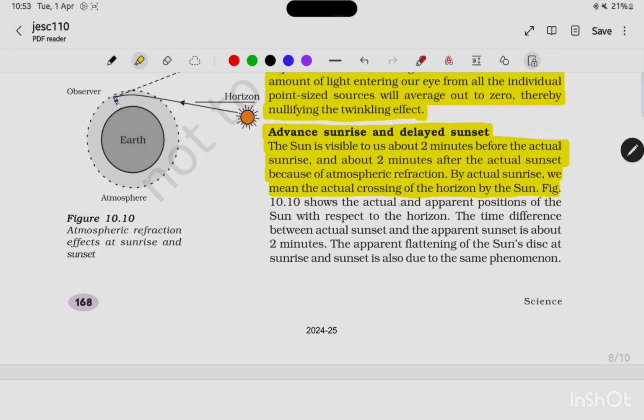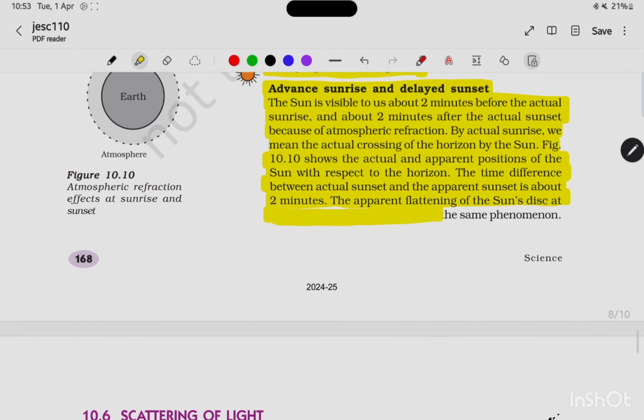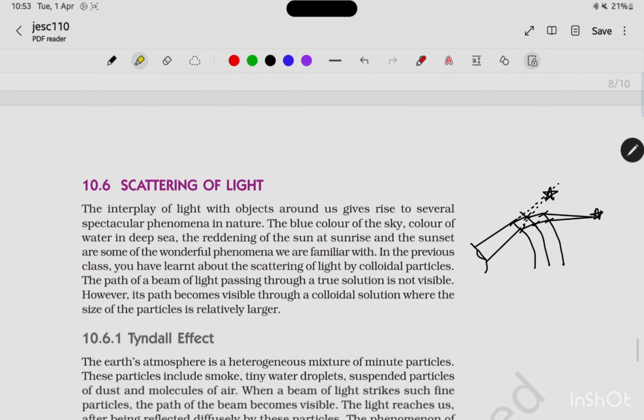Figure 10.10 shows the actual and apparent position of the sun with respect to the horizon. The time difference between the actual sunset and the apparent sunset is about 2 minutes. The apparent flattening of the sun's disk at sunrise and sunset is also due to the same phenomenon. Okay, that's it.